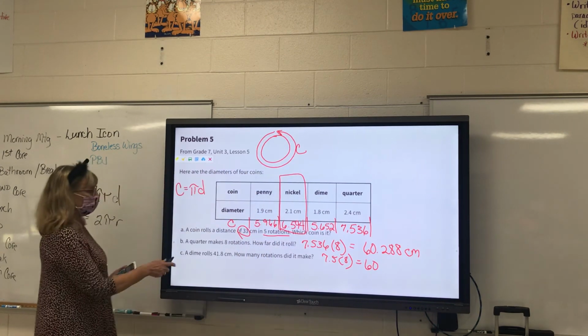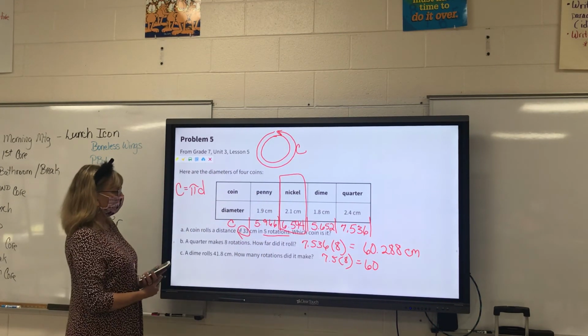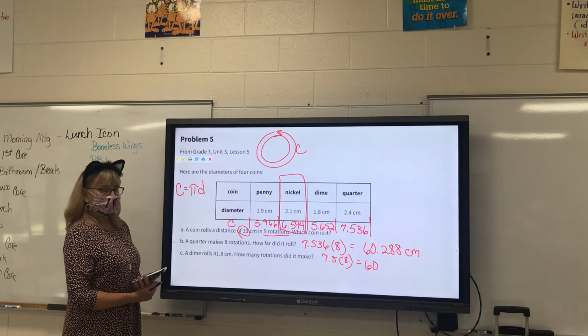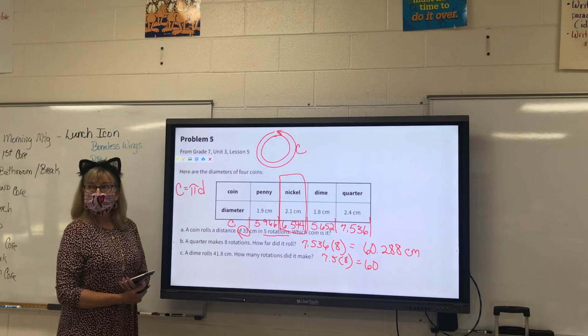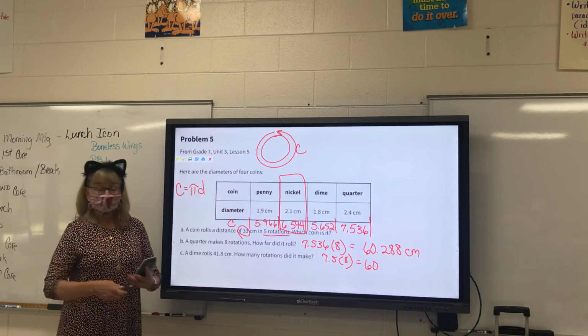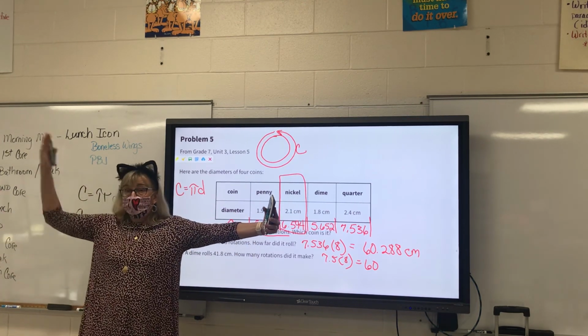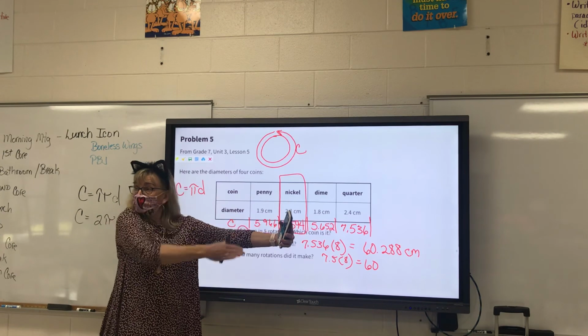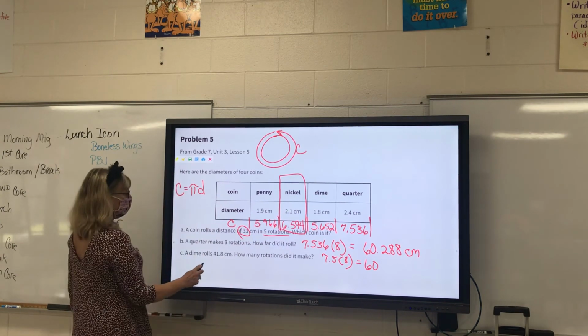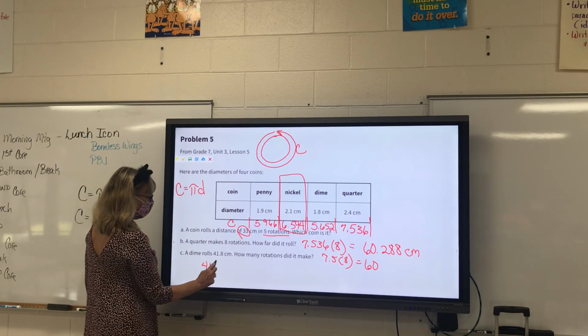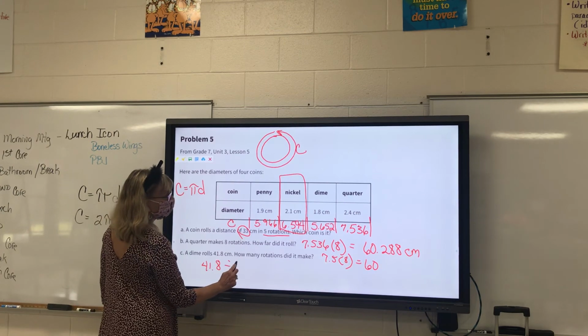Okay. A dime rolls 41.8 centimeters. How many rotations did it make? So what are we going to do to figure that out? It went a total of 41.8 centimeters. What are we going to do to... Divide 41.8 by 6.594. Uh-huh.